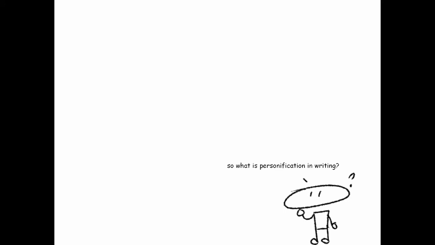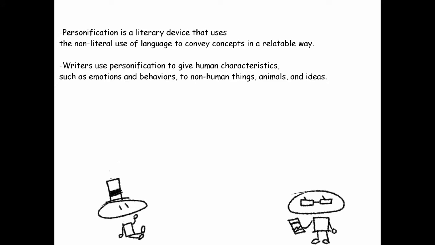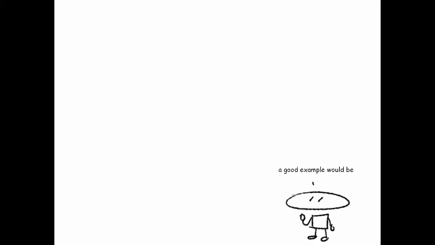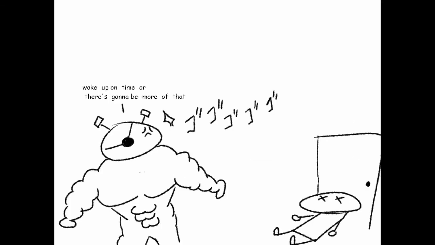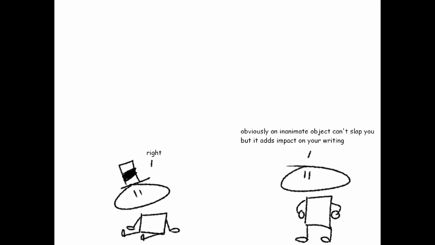What is personification in writing? Personification is a literary device that uses the non-literal use of language to convey concepts in a relatable way. Writers use personification to give human characteristics such as emotions and behaviors to non-human things, animals, and ideas. A good example would be... obviously, an inanimate object can't slap you, but it adds an impact on your writing.